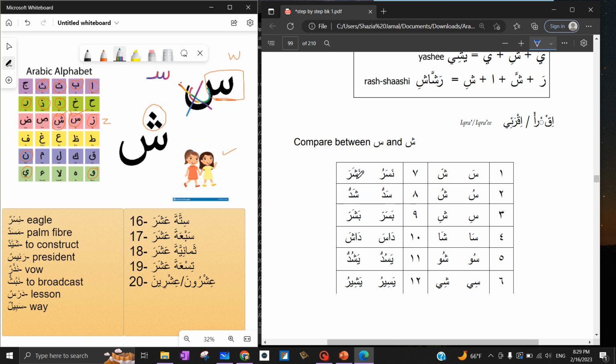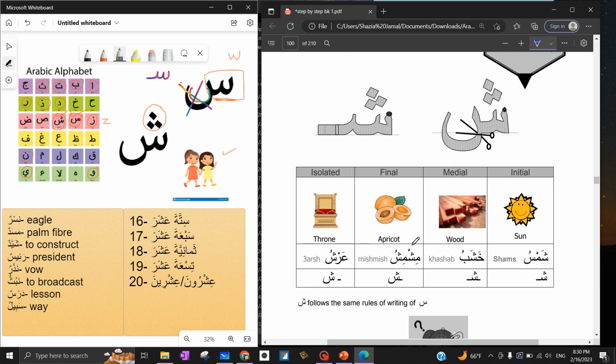This is seen and this is sheen. Nasara, nashara. Saddu, shaddu. Basara, bashara. Da, sa, da, sha. Yasuddu, yashuddu. Yasiru, yashiru.